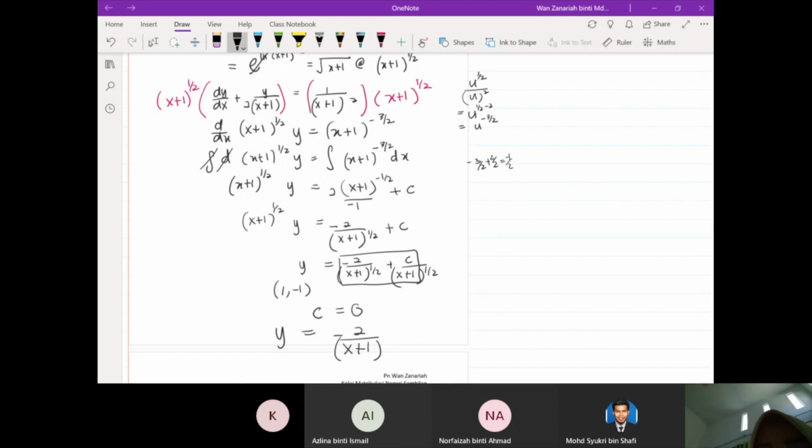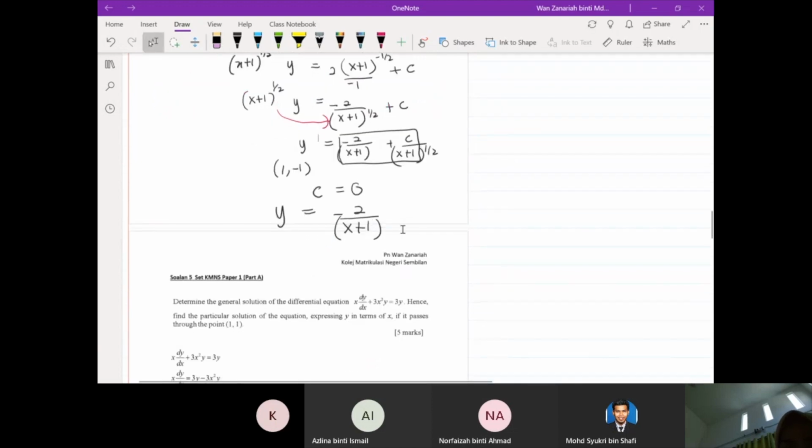sorry, there is a small correction here. Earlier when we brought it here, there was still x plus 1 here. When brought here, it still has x plus 1 set with x plus 1 set, so the power becomes 1. So from here, alright, now it is correct. So our function here is y equals negative 2 over x plus 1.